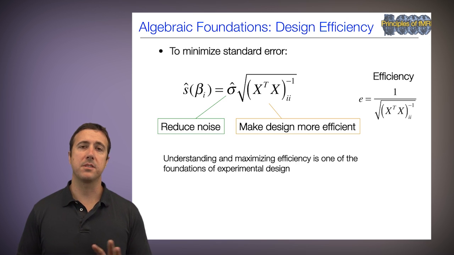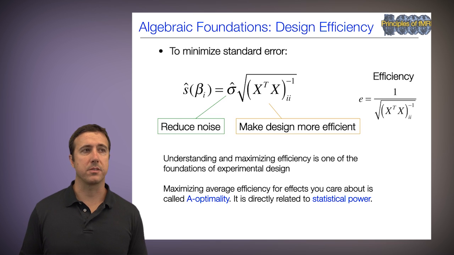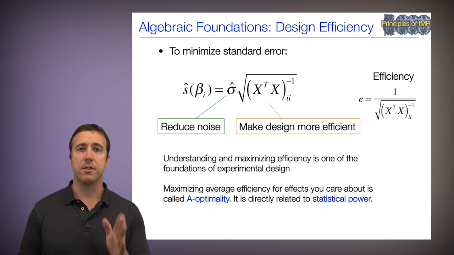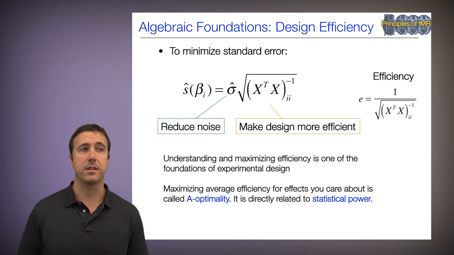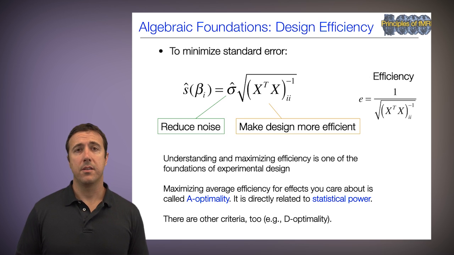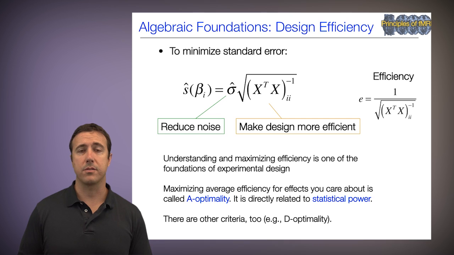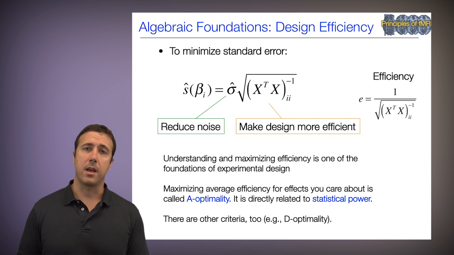So understanding and maximizing efficiency is one of the foundations of experimental design. Maximizing the average efficiency for a series of effects that you care about, beta hats or contrasts, is called A-optimality, and that's directly related to statistical power. This isn't the only possible criteria. There are other criteria like D-optimality and others as well, but we'll focus on A-optimality here because it's really quite useful for enhancing efficiency and power in a first-order kind of way.